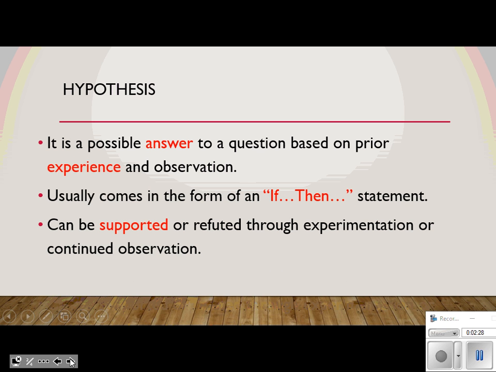It can be supported or refuted through experimentation. So, does a hypothesis always have to be right? No. Can a hypothesis be wrong? Absolutely. A hypothesis could be wrong. It's just a possible answer. So we either could support a hypothesis or we could refute it, meaning that that was proven wrong. But that would be done through experimentation and observations that we have made.